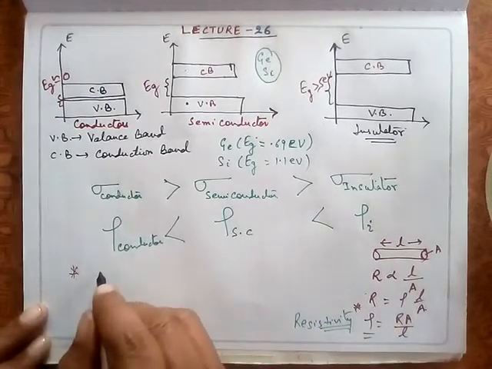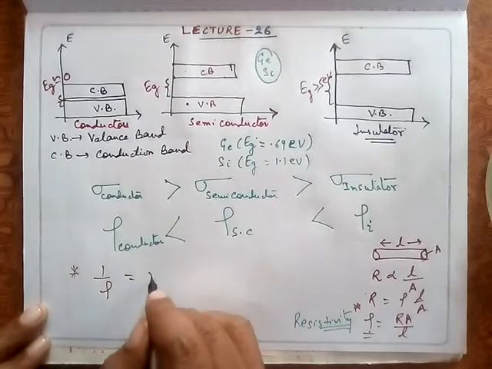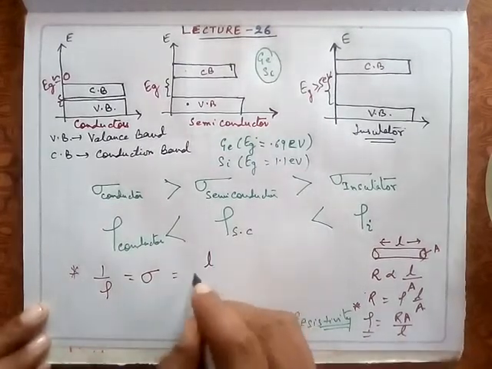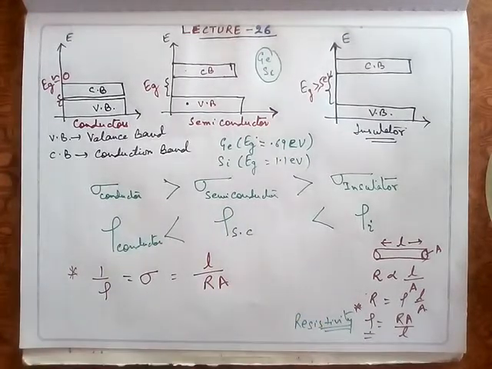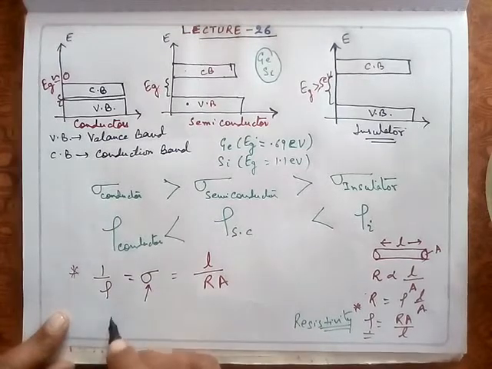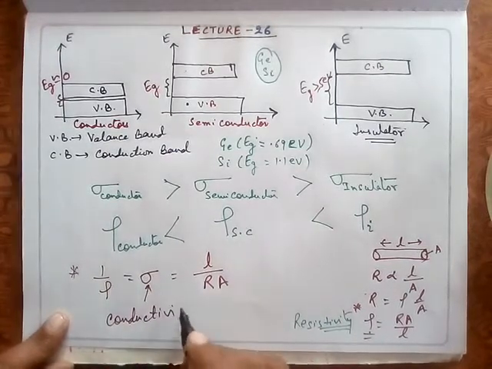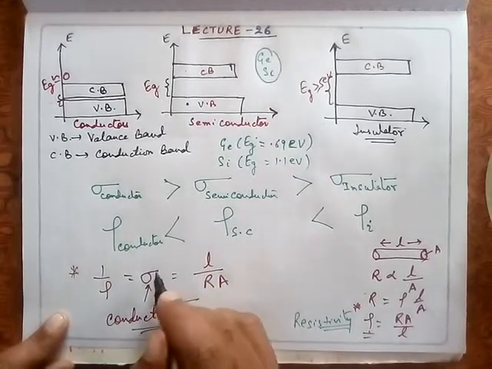The reciprocal of this rho, that is 1 upon rho, is represented by sigma, and the reciprocal of this will be L upon RA. This L upon RA, the reciprocal of rho, is known as the conductivity. You have done all these things in your junior classes, so I am not going into detail of this. So this is called the conductivity.